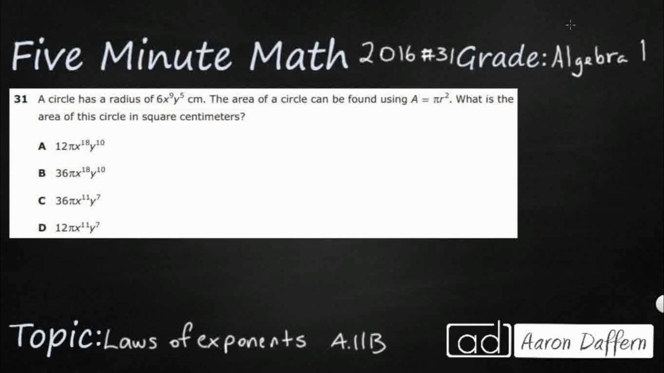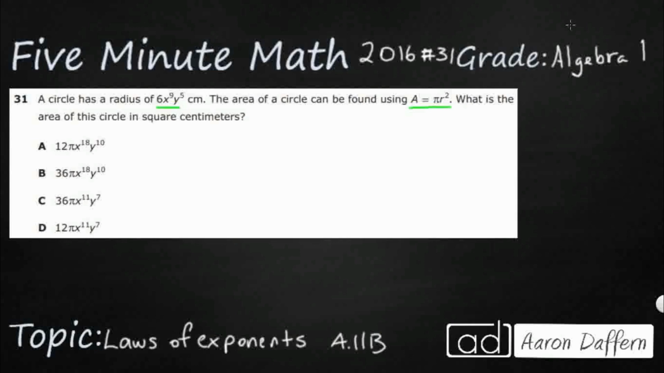So we've got a circle with a very strange radius, 6 times x to the 9th times y to the 5th centimeters. And the area of a circle, we've been doing this for several years now, but we kind of drop it off in Algebra 1. So they give it to us, A equals pi r squared. That's the area of a circle formula. And so what is the area of the circle in square centimeters? Okay, so it seems pretty simple, right?